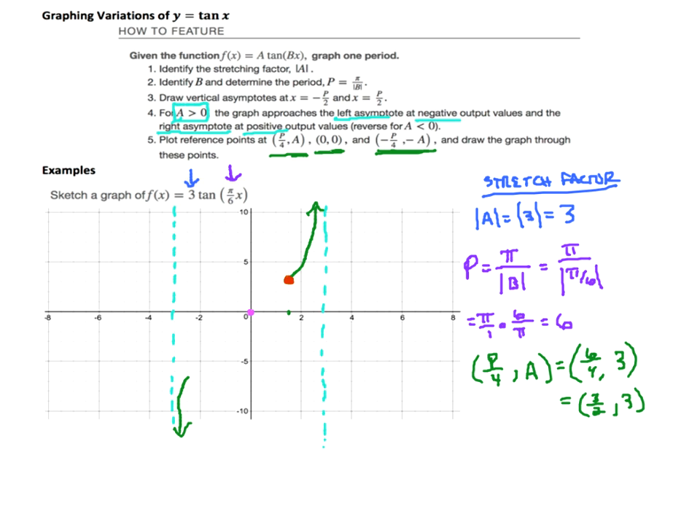Let me make those a different color. Okay, and then my other reference point is given by negative P over 4, negative A. So that's going to be negative 3/2, negative 3. Let me go ahead and put my point there. Negative 3/2 is negative 1 1/2, negative 3, 1, 2, 3, right here. And now I'm ready to connect to get the general shape of that tangent function.